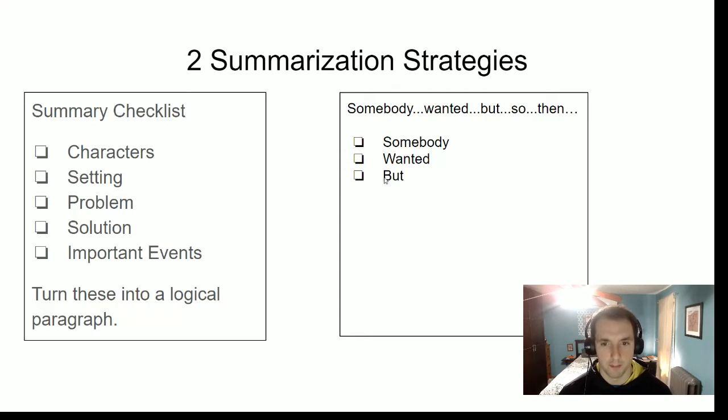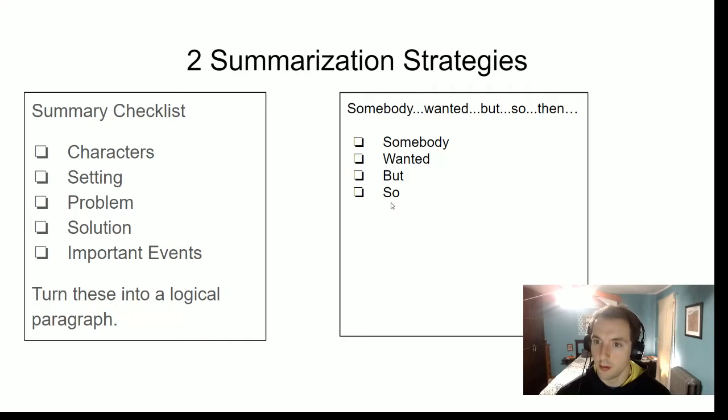And usually there's a but. Okay, they wanted something, but something else got in its way. Brian in Hatchet wanted to get home safely, but a bunch of other things came up. He had to start a fire, if you're summarizing the whole book. And this is what makes stories interesting and why we like to read them. And so these are important parts to include in a summary.